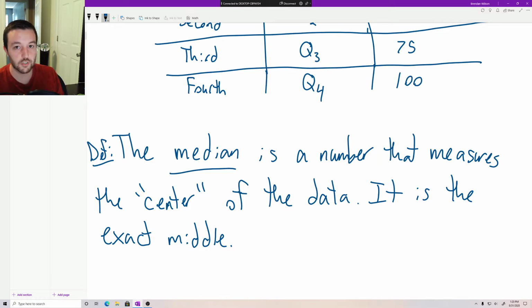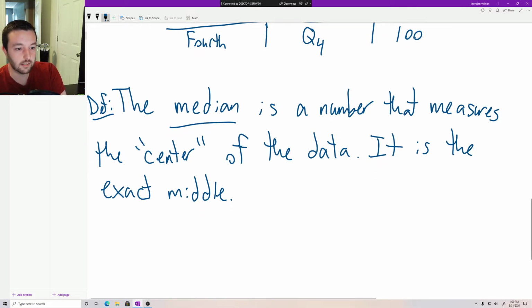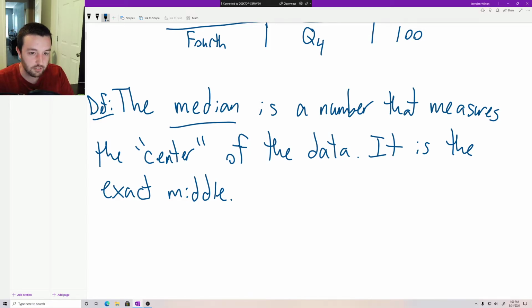So this is how it differs from the mean. Okay, this one gives the exact middle, and the mean, you add all the numbers up and then divide by however many there are. So sometimes these numbers will be the same, sometimes they won't. It depends on how your data is distributed. It also doesn't actually have to be one of the numbers in your data set. So let me give you an example here.